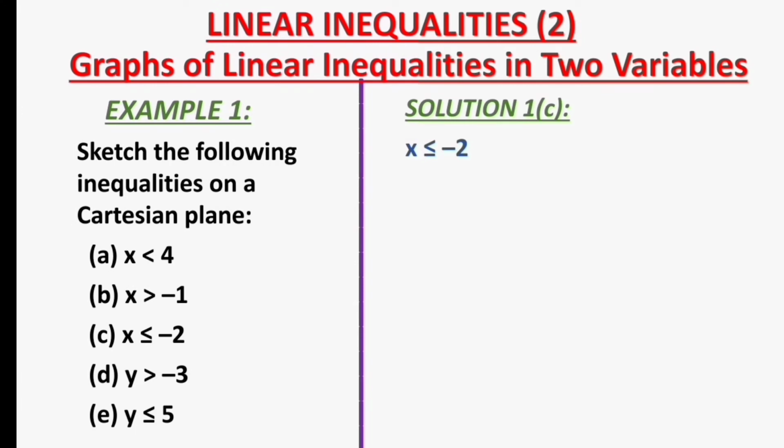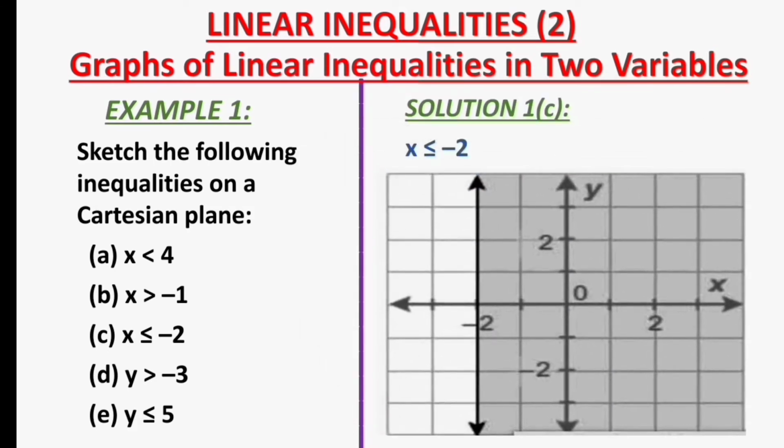Next, let's see the solution to question 1c. The graph of x is less than or equal to minus 2. In this graph, which kind of boundary line is needed? Is it a broken line or a solid line? Let's see if you are right.